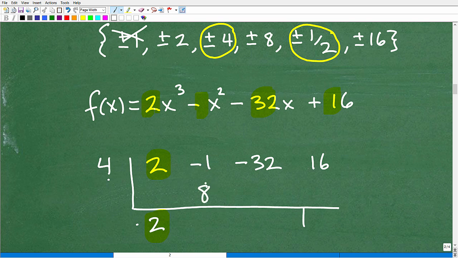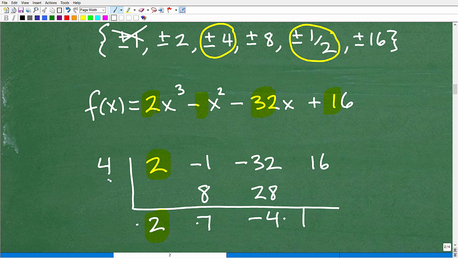Now we're going to add down. Negative 1 plus 8 is 7. Okay. Now we're going to go 4 times 7 is what? 28. Then we're going to add down. Negative 32 plus 28 is negative 4.